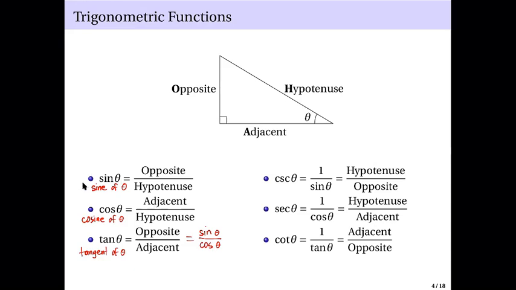Now, these three functions and their values, collectively, are known as Sohcahtoa.